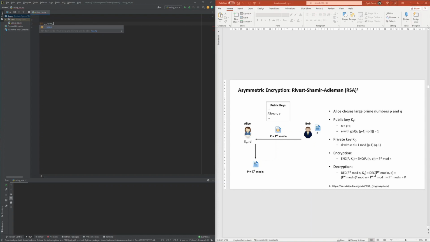Using RSA requires to first create a public-private RSA key pair, where the public key can then be used for the encryption of a plaintext into a ciphertext, and the private key can be used for the decryption of the ciphertext back into a plaintext.